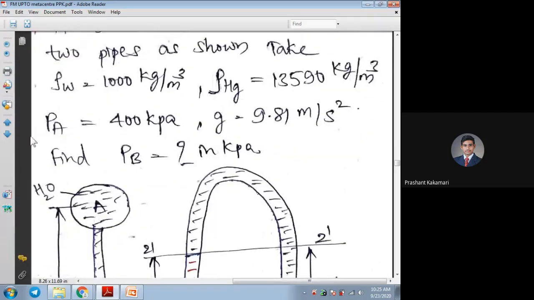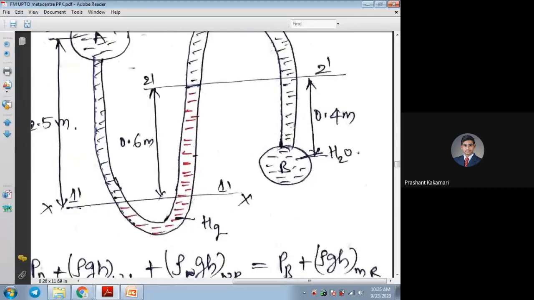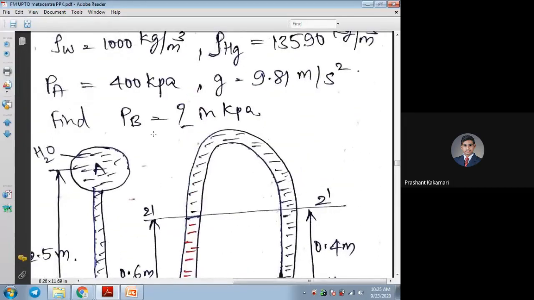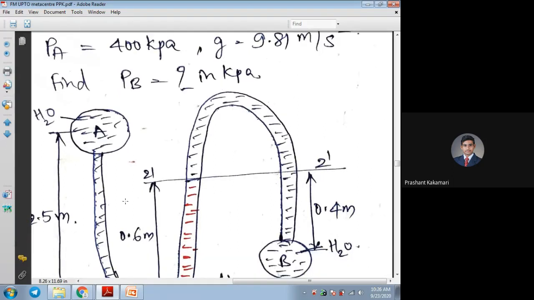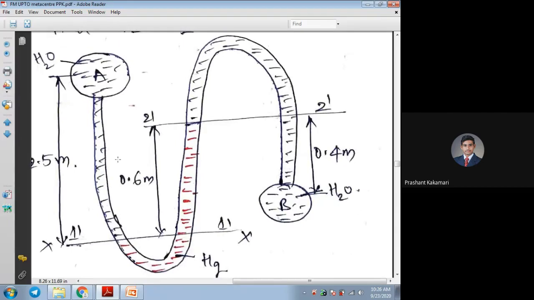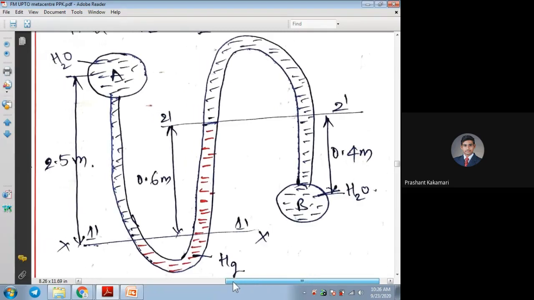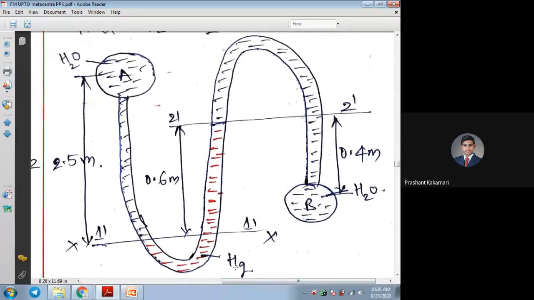Find PB. So here PA is given. I think all the heads are also given clearly. Then one can find out the unknown value of PB. So find PB in kilopascal. This is very important: the answer should be in this unit. So now we'll see this problem. Both sides, water they have mentioned. So water, we know the properties. Mercury is filled in one of the U tubes. This also we know the properties. Then the heads, what are the heads given here?